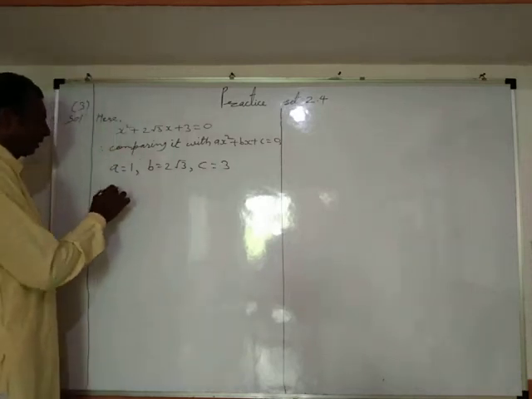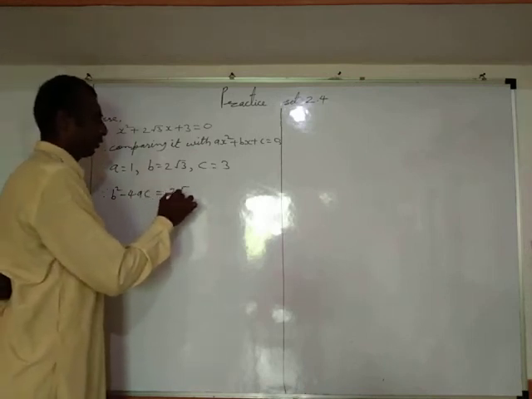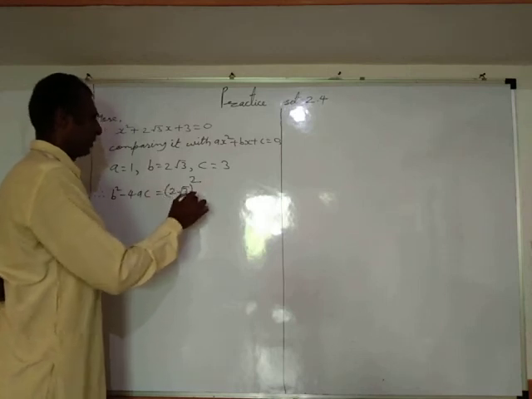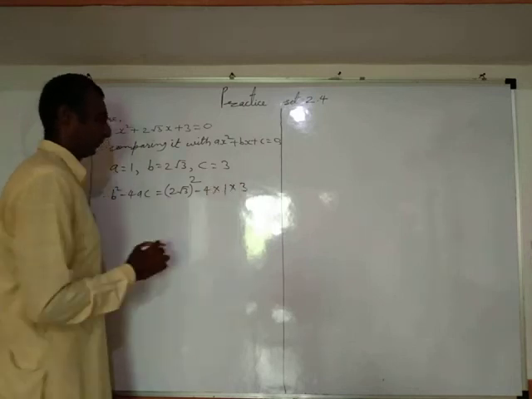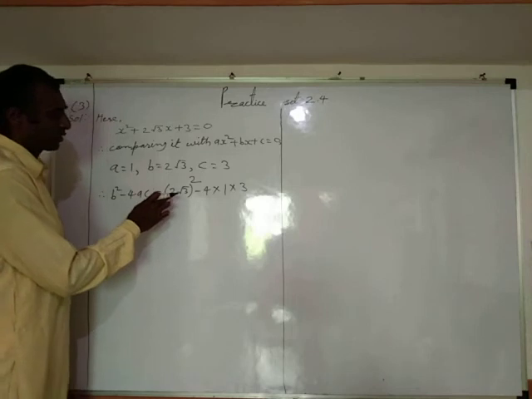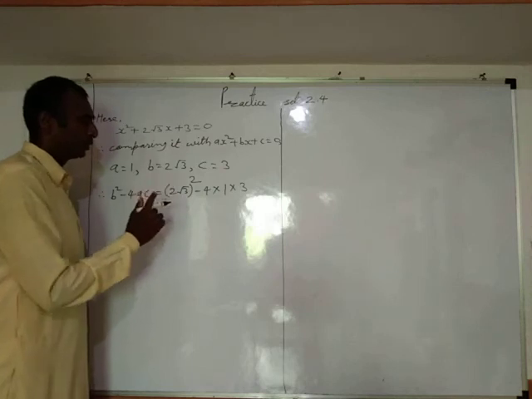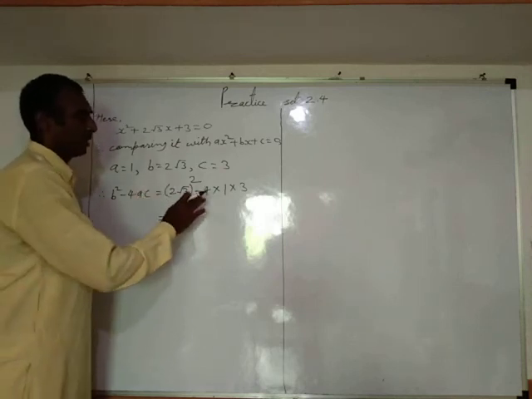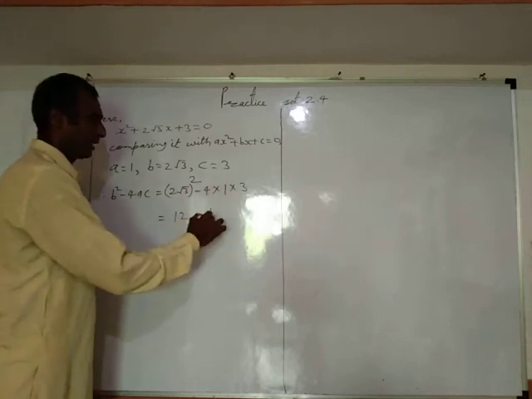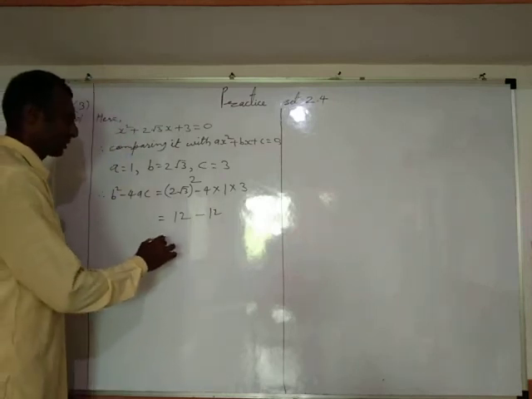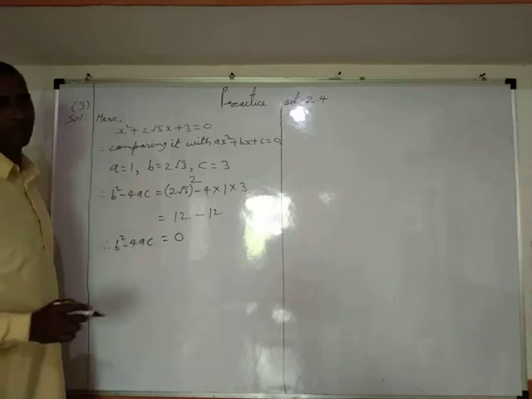And therefore b square minus 4ac equals, value of b is 2 root 3, that's why 2 root 3 square, minus 4 into value of a is 1 into value of c is 3. Equals, now square of 2 is 4 and square of root 3 is 3. 4 into 3 gives us 12. Minus into plus into minus gives us minus. 4 ones are 4 and 4 threes are 12. 12 minus 12 gives us 0. And therefore b square minus 4ac equals 0.